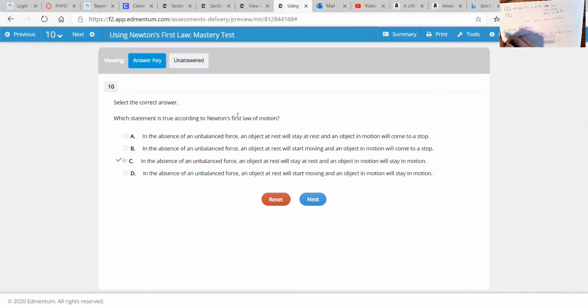And then lastly, we have 10. The first law: in the absence of an unbalanced force, an object at rest will stay at rest, and an object in motion will stay in motion. Okay, that's the key law, the law of inertia. So think of inertia whenever an object is at rest. They want to stay at rest. An object in motion will stay in motion. That is Newton's first law.